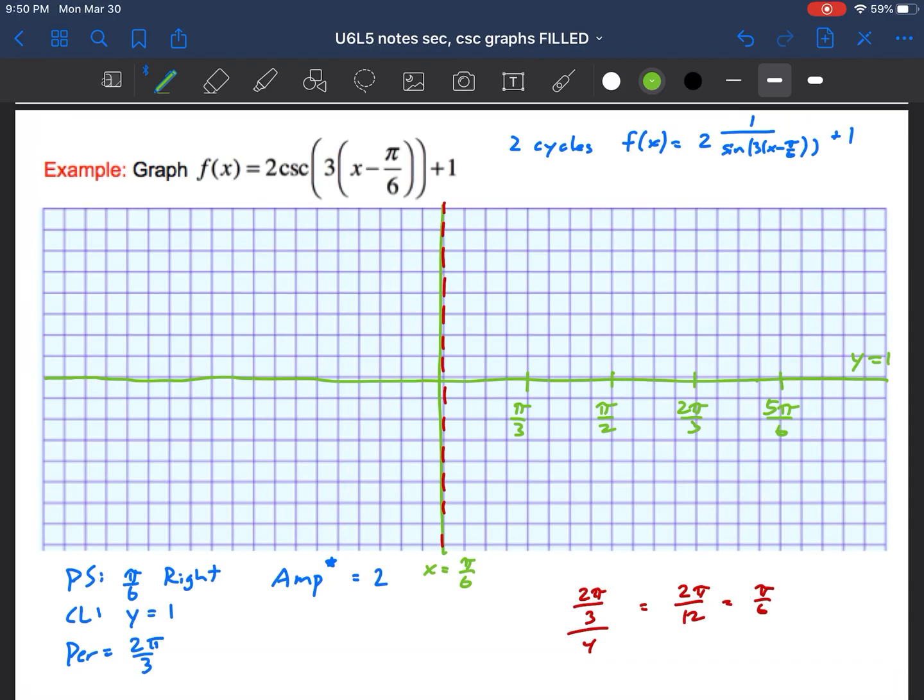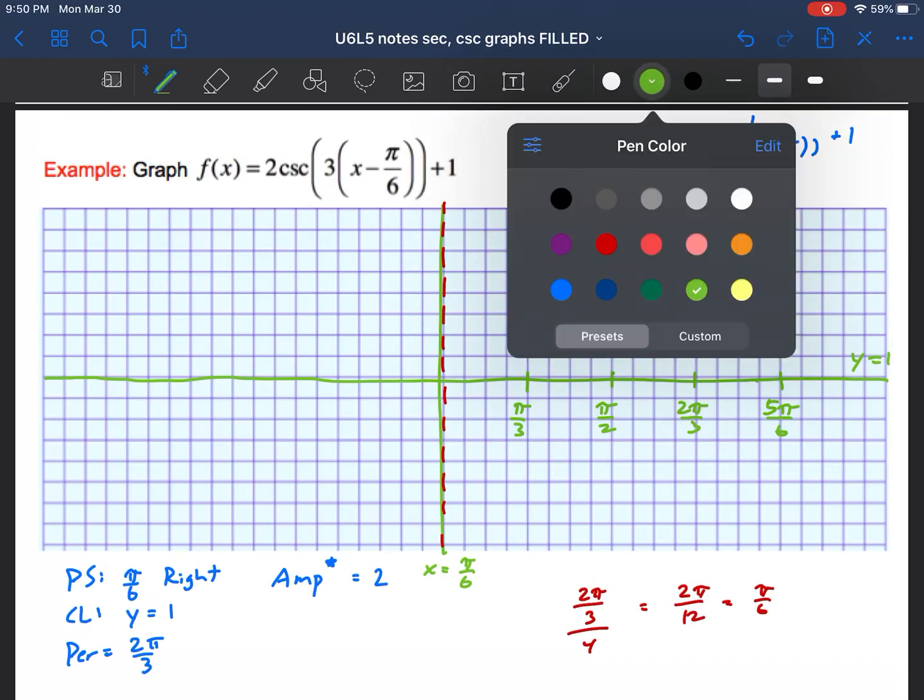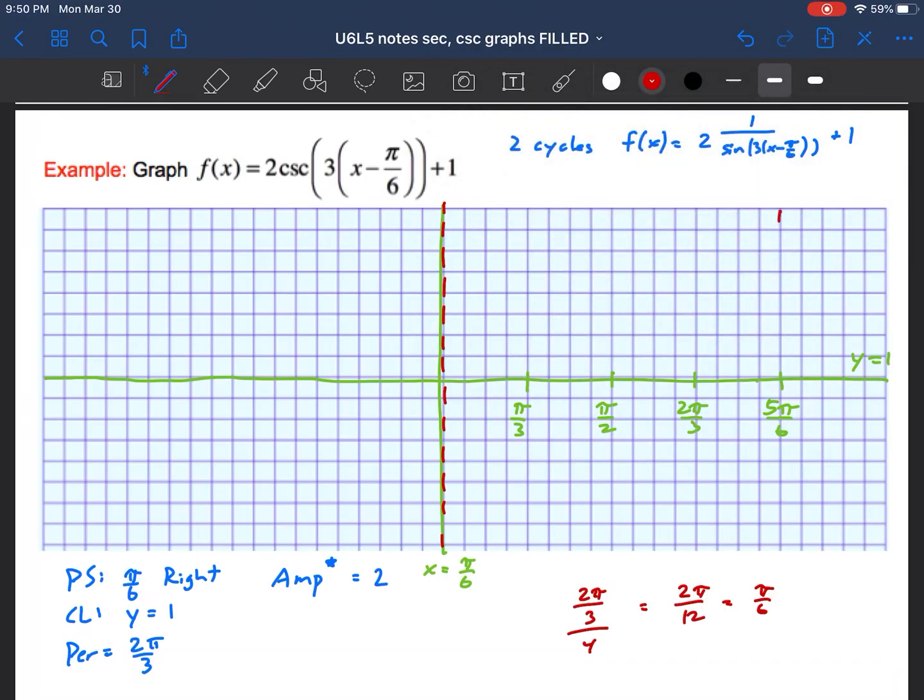So now my total distance from where I'm starting to where I'm finishing, that's 4 pi over 6, which is the same as 2 pi over 3. That's going to be one full cycle. That means that I've got a vertical asymptote here, okay, and halfway between those, I've also got a vertical asymptote.